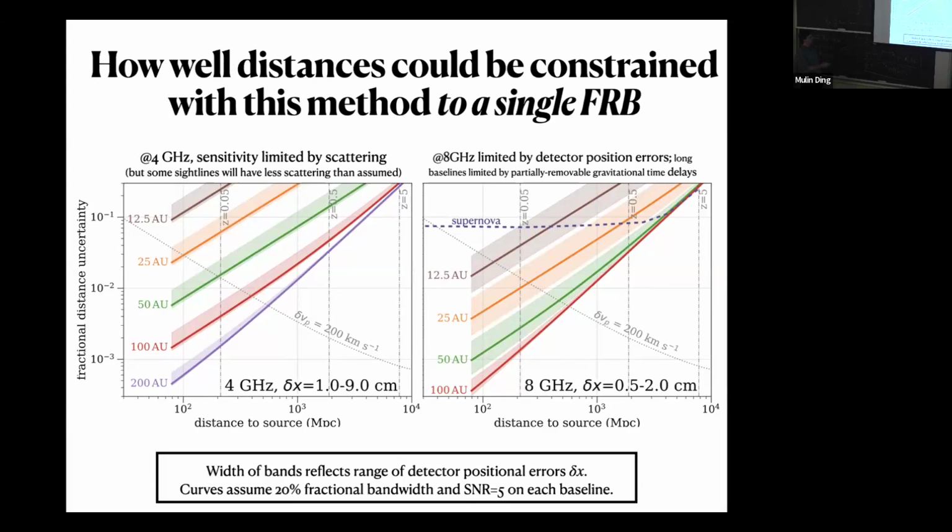Truly crazy measurements of the distance are possible as your baselines get long enough. Even 25 AU at 8 gigahertz and 200 megaparsecs is a 1% constraint. For a single supernova, we get of order an 8% measurement of the distance. So there's potential for this to be very helpful.